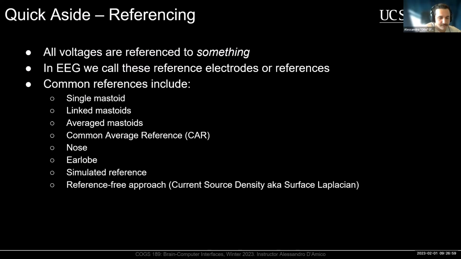So a lot of the reference electrodes we might use would be single mastoid, which is just going to be one of the electrodes on the left or the right, like right behind the ear. We could also use a linked mastoid, which is just going to be essentially treating two mastoid electrodes as if they're one electrode. Or the average mastoids, which is just the average of those two electrodes.